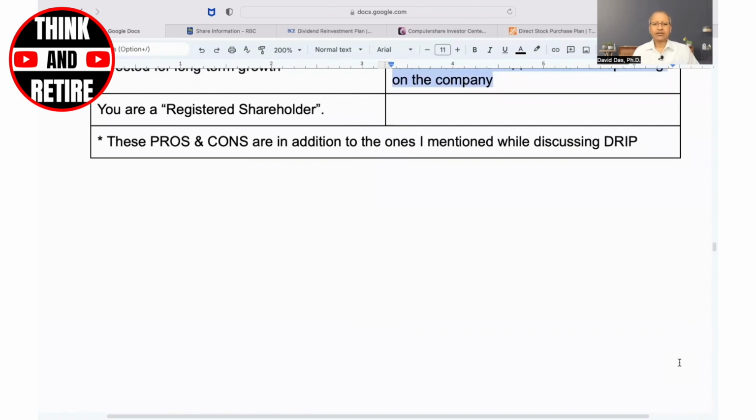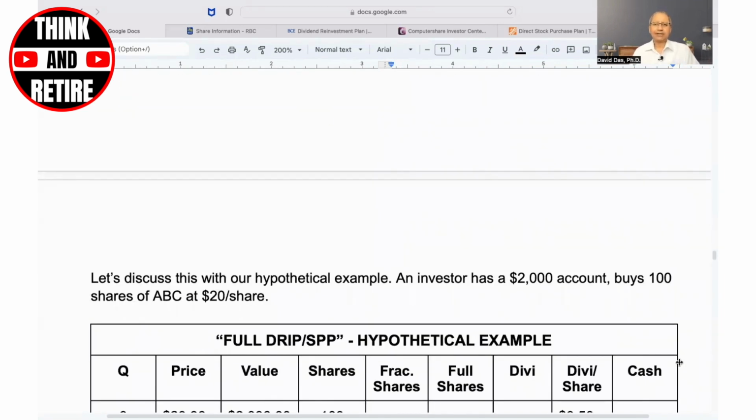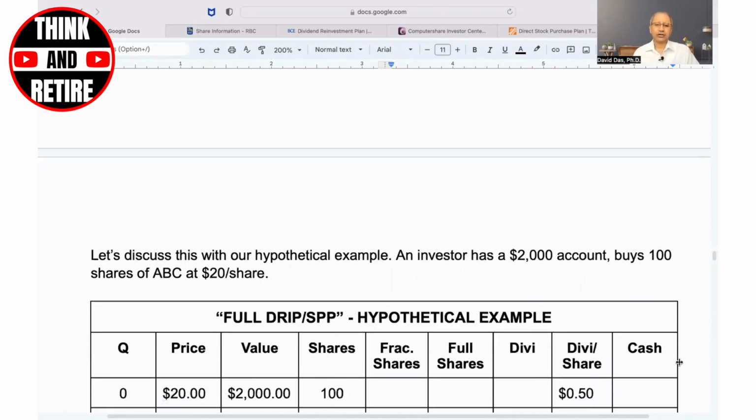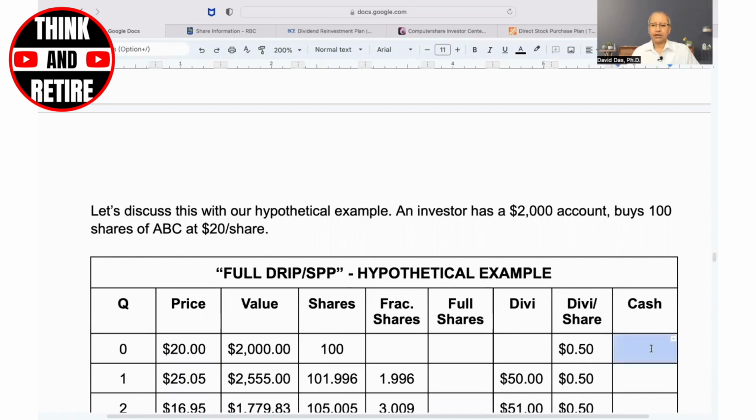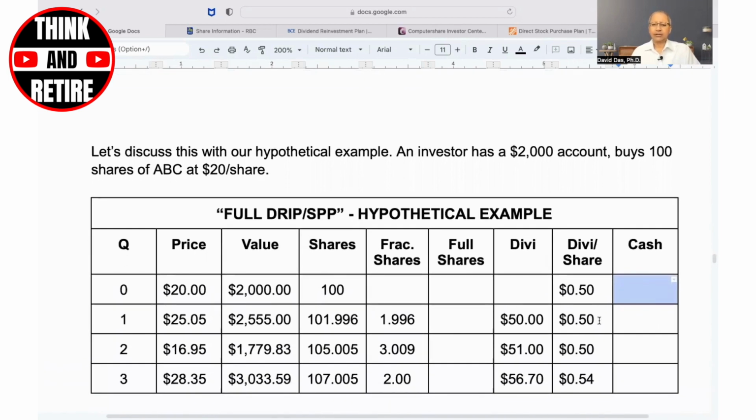Now let me give an example. So we will use the same hypothetical example. The investor has $2,000 and buys 100 shares of ABC at $20 a share, and at the time there will be no cash left. So moving on to end of quarter one, the company declares a dividend of 50 cents a share, and because of 100 shares, the amount of dividend will be $50. The price of the share has increased to $25.05. So with that $50, now the investor will get 1.996 shares. And you can see there is no cash. So all the cash is reinvested.